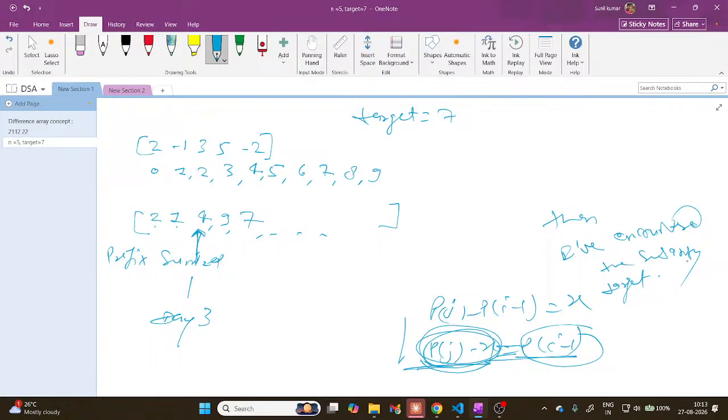But the problem here is, guys, that let's say 9 minus 2, it's 7, right? Target is 7. So from 0, 1, 2, 3, P3 minus P0 is equal to 7, meaning P3 minus 7 is equal to P0, which is 2. What is P3? It is 9, right? So this is correct.